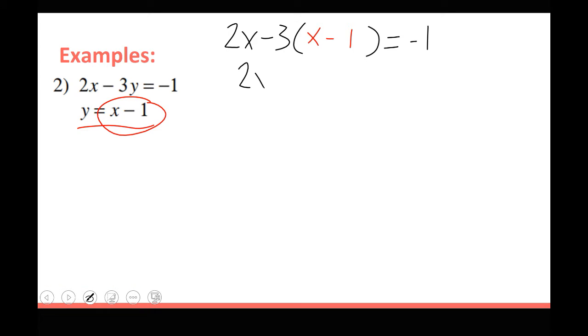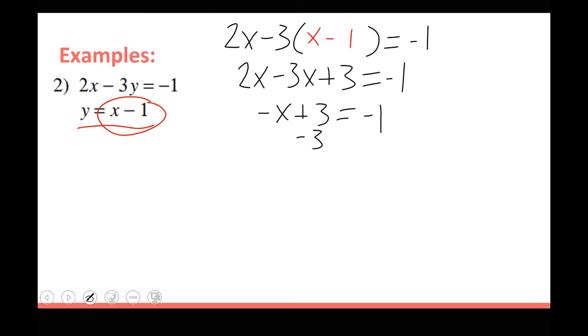So I'm going to start with the distributive property. Negative 3 times x is negative 3x. Negative 3 times negative 1 is positive 3 equals negative 1. Combine like terms, so I have 2x minus 3x is negative 1x. Just going to say negative x plus 3 equals negative 1.